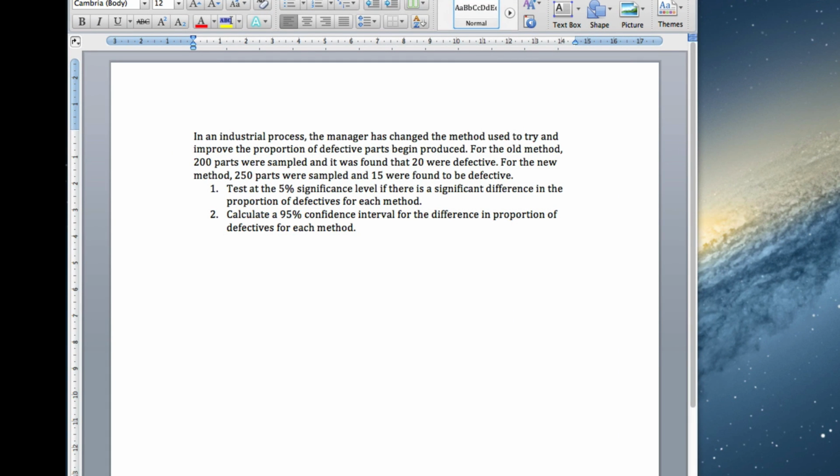Okay, in this one we're going to do hypothesis testing and then confidence intervals where we're comparing two proportions. We've got an industrial process, the manager has changed the method and basically he wants to change the proportion of effective parts he's getting. For the old method he's got 200 parts sampled, 20 were defective, and the new method 250 parts sampled and 15 found defective. So I want to test at the 5% significance level.